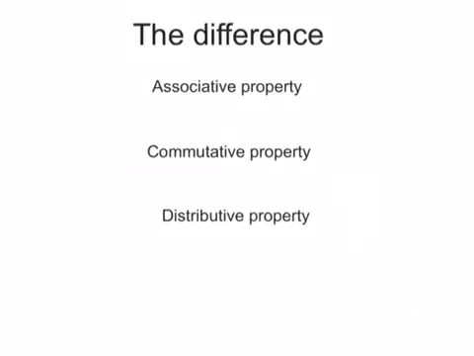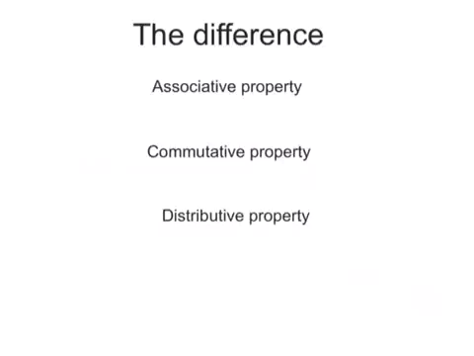The difference in between associative property, commutative property, and distributive property. Associative property, you associate the numbers, so you group up the numbers. Commutative property is just changing the place of each number. So if you had 28 plus 13 plus 6, you could do 13 plus 6 plus 28.